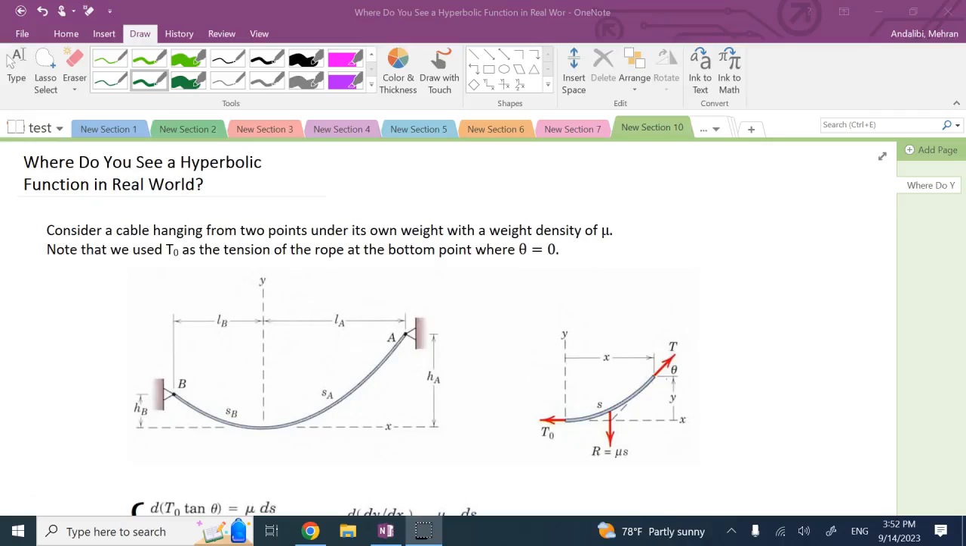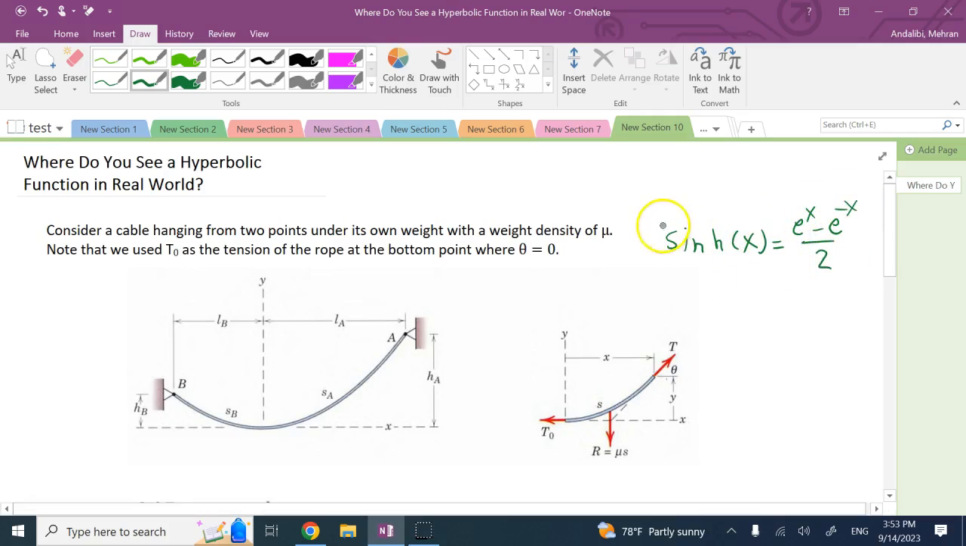Hello everybody. In this video we're going to talk about where in the real world you're going to see a hyperbolic function. I mean, in your calculus you probably have seen a sine hyperbolic of x that was basically an exponential function, right? Something like this. Or if you change this sine to cosine hyperbolic, then it would be this plus, correct? And you might say, where would I see something like that in the real world? And today I'm going to show you.